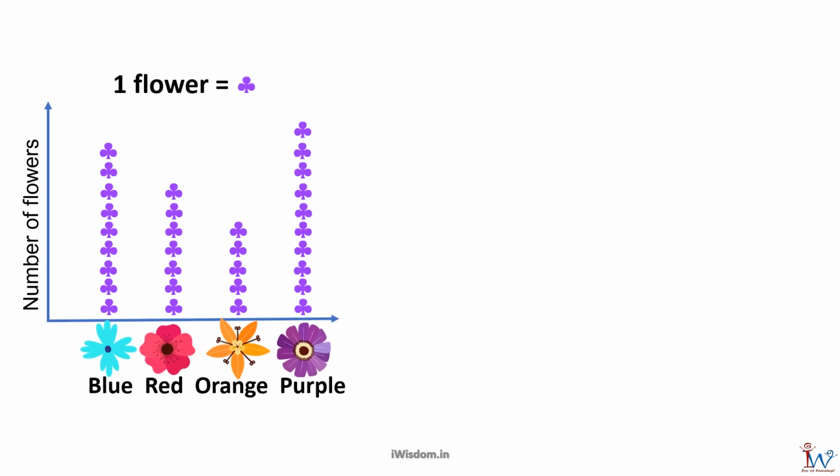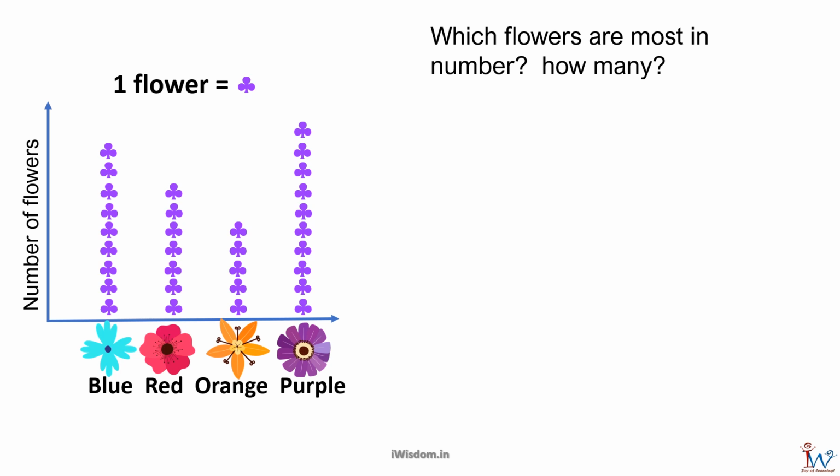We call the chart a smart chart, as we can answer so many questions just by looking at it. Let's try and answer some of these questions. Which flowers are most in number? How many? By looking at the chart, we can immediately recognize purple flowers are most in number. Counting the number of flower symbols, we can tell there are 10 purple flowers.